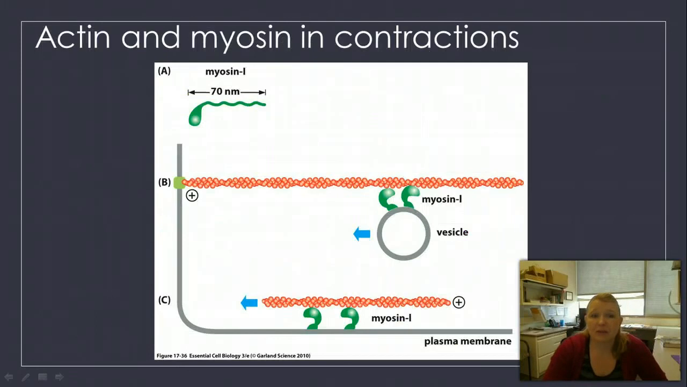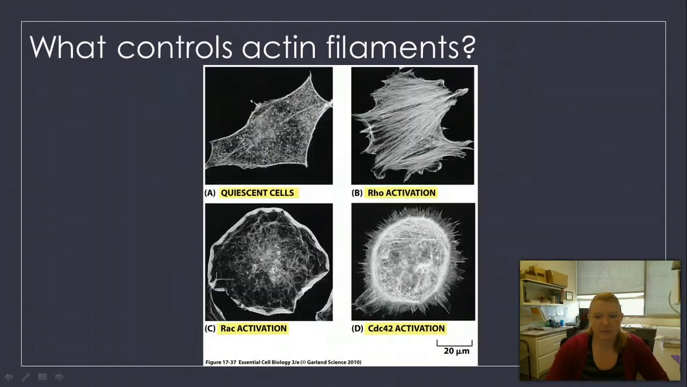Actin also works with myosin to do muscle contractions in our cells, in our muscle cells especially, and we're going to talk about this in the next topic. So I don't want you to worry about it too much right now, but here you can see this interaction between myosin and actin to form these contractions.